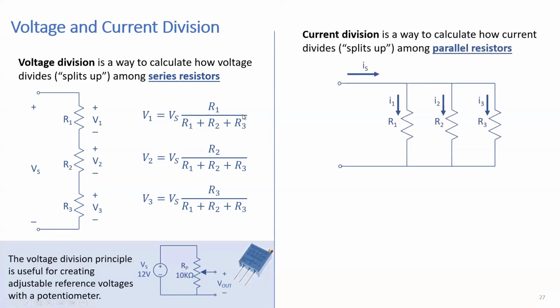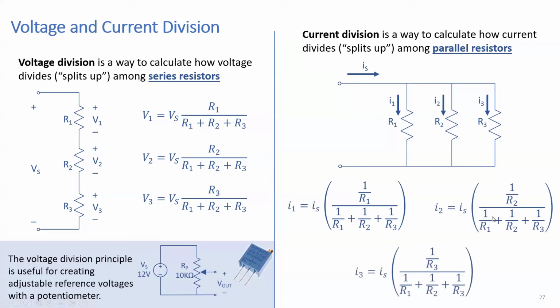Current division describes how current splits up among parallel resistors. So if I have 3 parallel resistors, I have current coming into this parallel set, and I want to know what is I1. Well, I1 is the current coming into that parallel set times this ratio. On top, in the numerator, is the reciprocal of the resistance through which we're trying to find the current. In the denominator is the sum of reciprocals. Likewise for I2, likewise for I3.